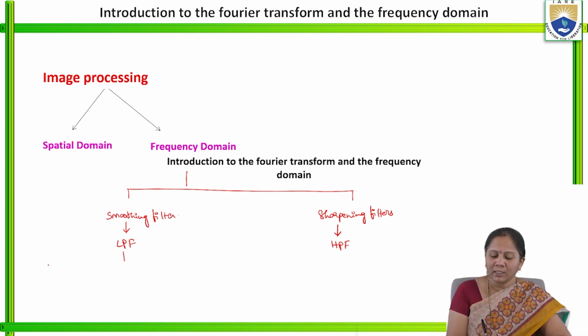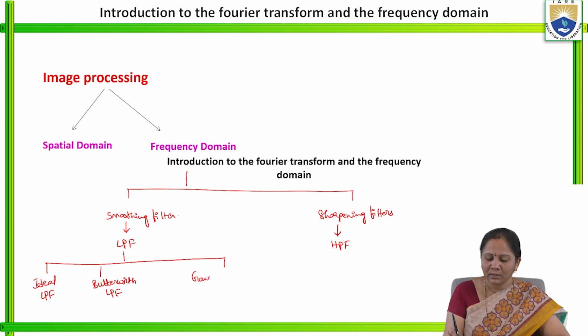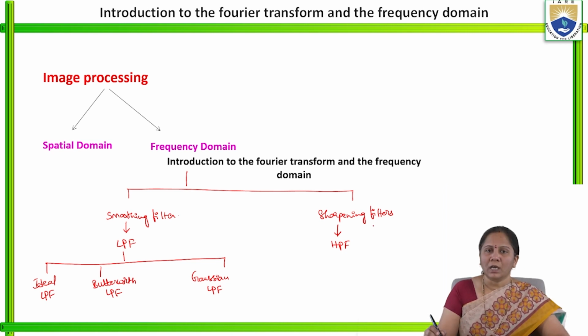In this case, again, we have different types, different categories of low pass filter. In that, one is the ideal low pass filter, next we have the Butterworth low pass filter, and the last case of low pass filter is the Gaussian low pass filter. And next, coming to sharpening filters, which are called high pass filters.